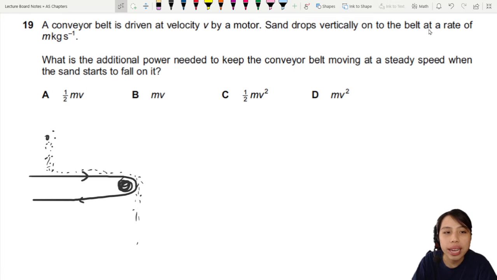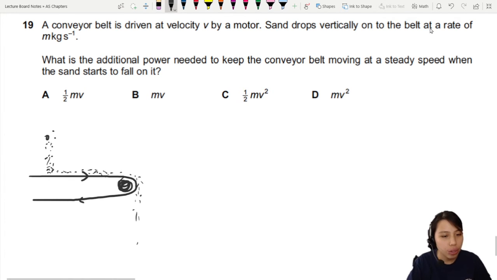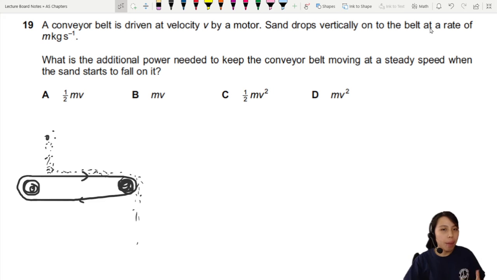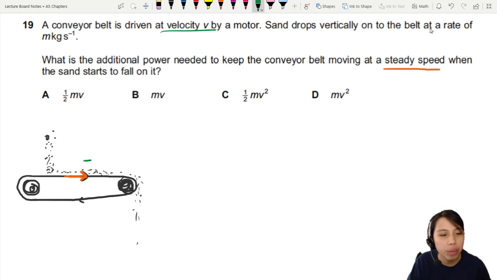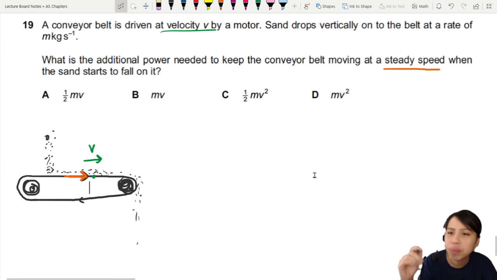Okay, so what is the additional power needed to keep the conveyor belt moving at a steady speed when the sand starts to fall on it? So you see what's happening here is, if there is no sand, the conveyor belt itself is actually not very heavy, so it can turn. But then suddenly you keep dumping sand, the conveyor belt will be like, wow, I need some more power to push this extra mass and keep it moving at a steady speed. What speed? Velocity V, perhaps? So we say we need to keep all this moving at velocity V, any point on this conveyor belt. So you're going to need some extra power, extra force by the engine. How do you find the answer, though?